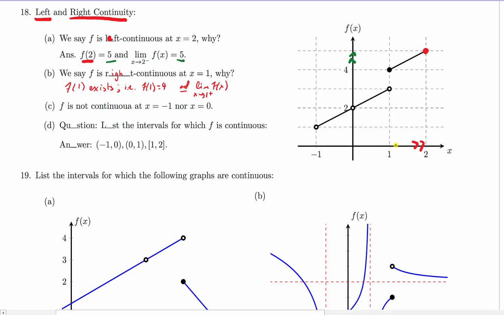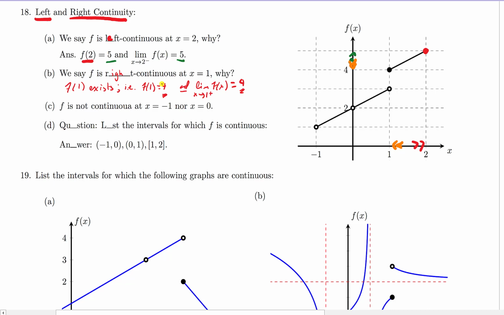Let me pick a different color here. Let's approach 1 from the right. What are our y values doing? They appear to be getting closer and closer to 4. As our x values approach 1, our y values appear to be approaching 4. And so we would say that these values here are approaching 4. Notice that the functional value exists and it agrees with the right-hand limit. When that's the case, we'll say that we're right continuous.